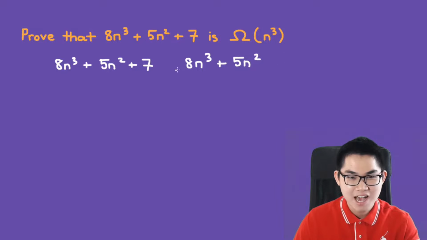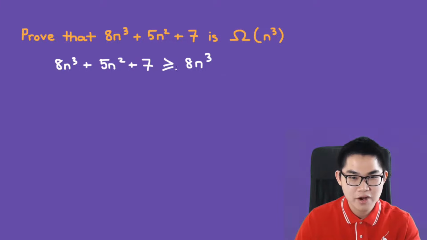So what is our operator going to be here? Is it going to be greater than or less than? Well, obviously, this here will be greater or equal to this, right? Because we just remove a plus 7. Now, I'm going to do one more step, which is remove the 5n squared. And this right here is still greater or equal to 8n to the power of 3.